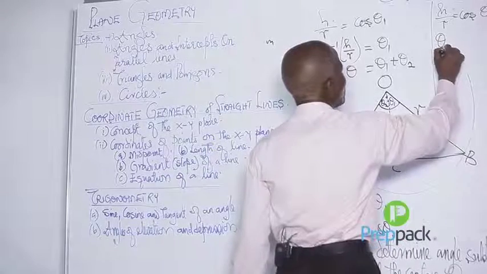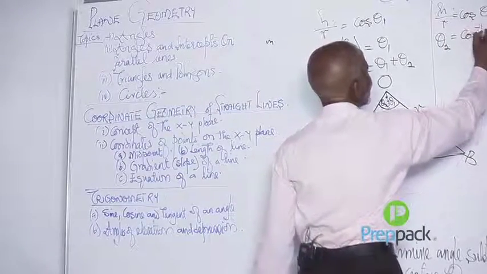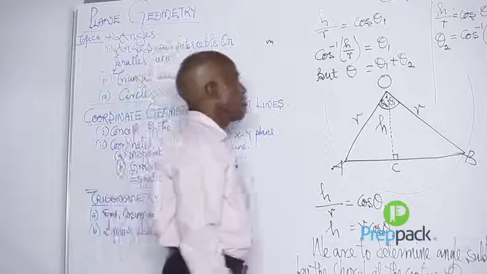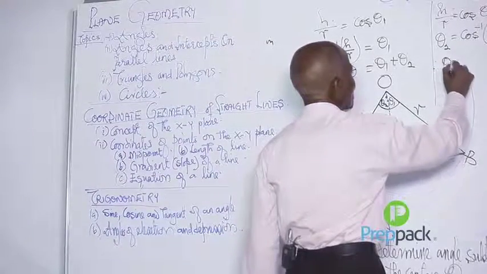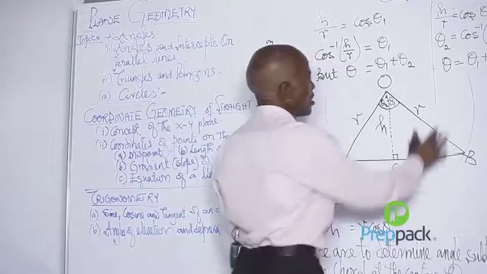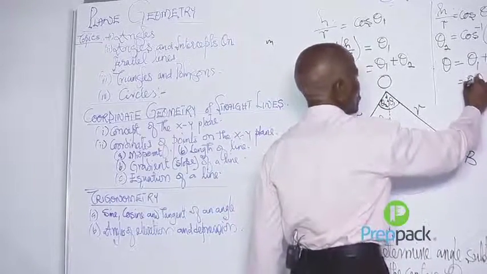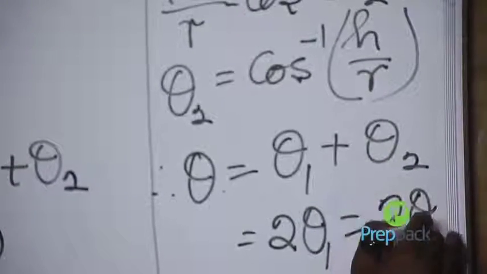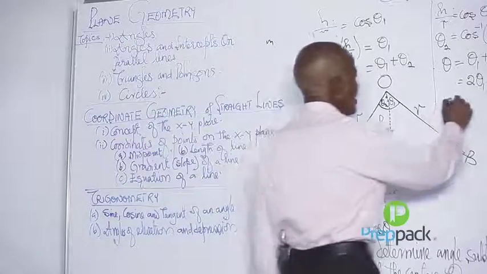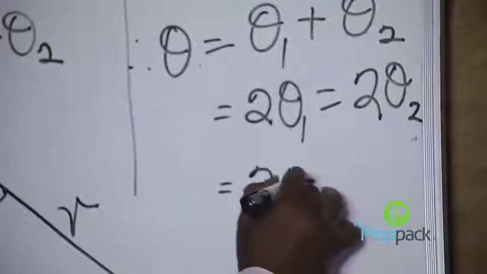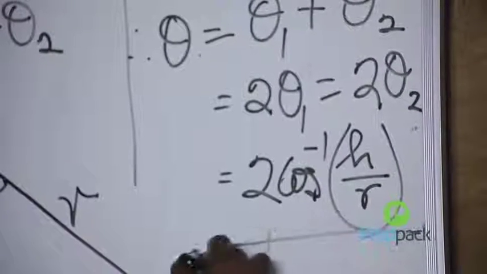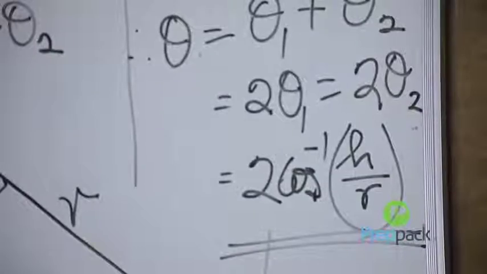And therefore, theta 2 is equal to arc cosine H over R. And therefore, my theta equals theta 1 plus theta 2. And it is equal to 2 theta 1 or 2 theta 2, since they are equal. And therefore, this becomes twice arc cosine H over R. That gives me the value of the theta at the center.